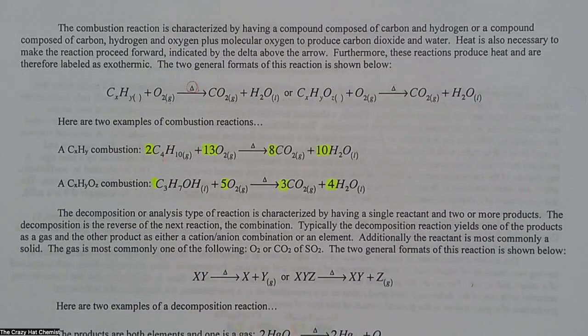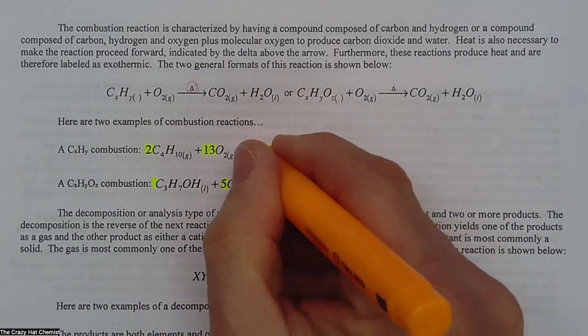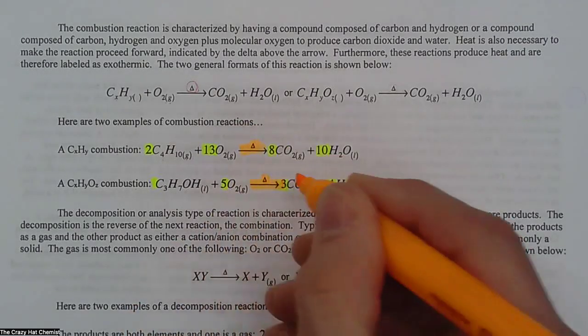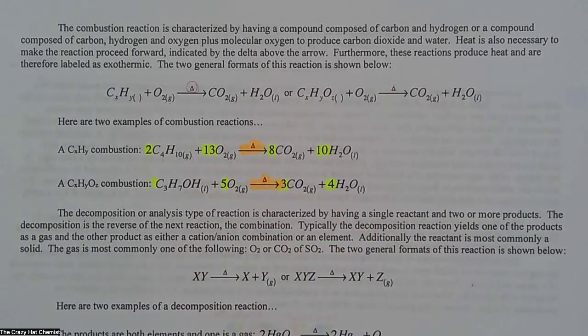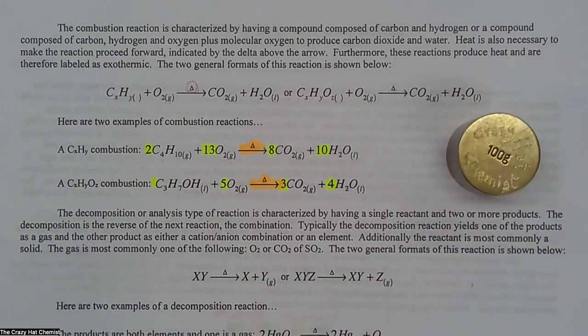Both of these have a delta, the Greek letter delta, which is the triangle symbol above the arrow that is necessary for this reaction to proceed from reactants to products. That's essential. All right, let's get into the next type of reaction.